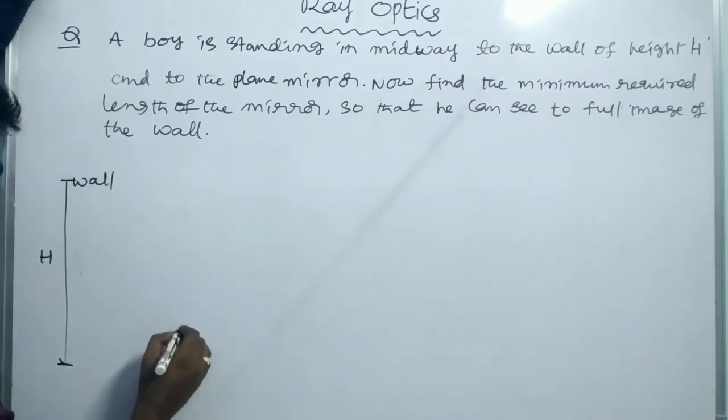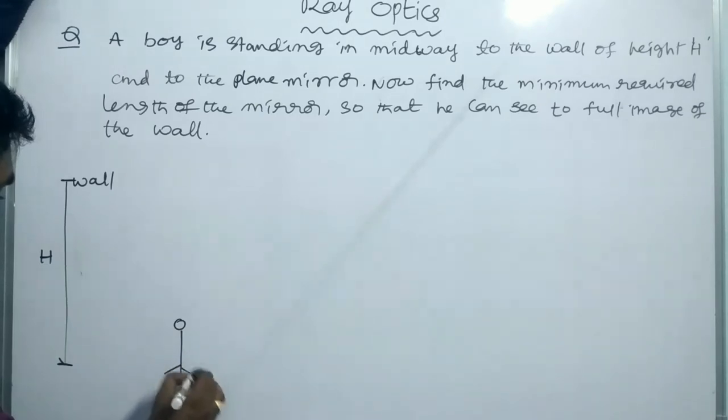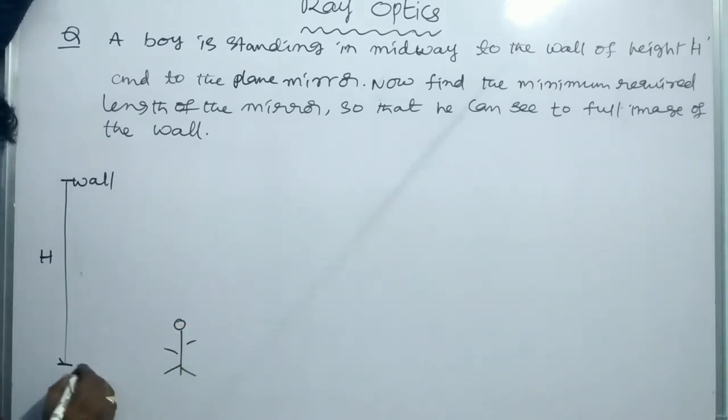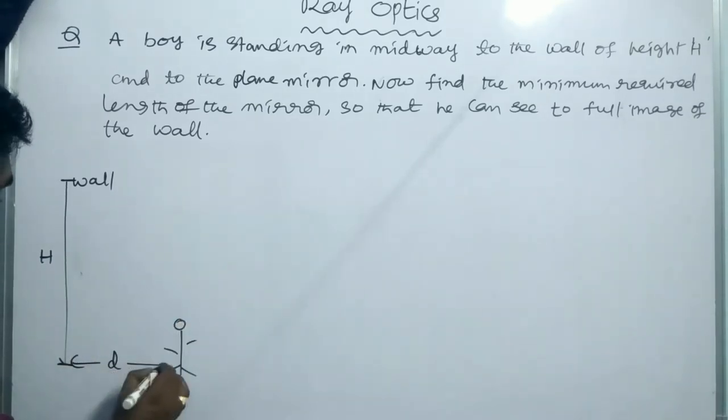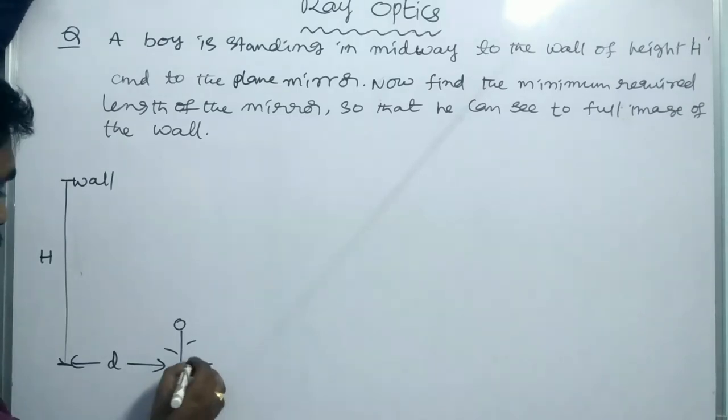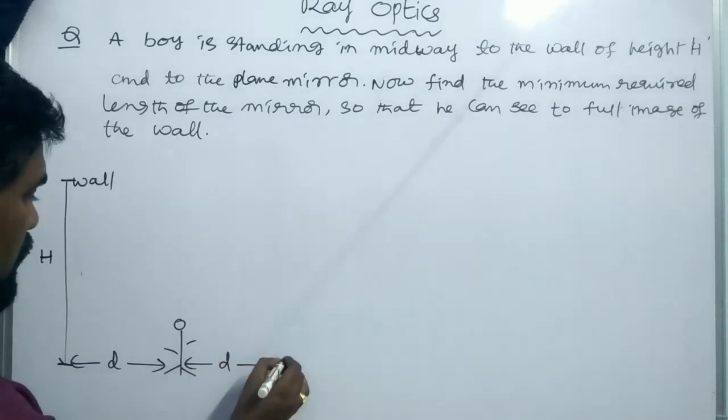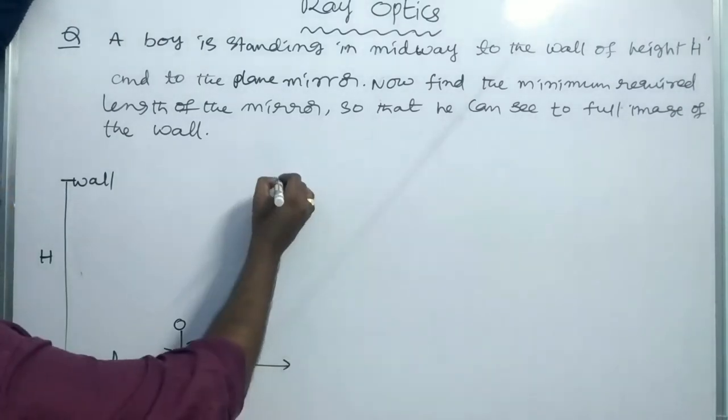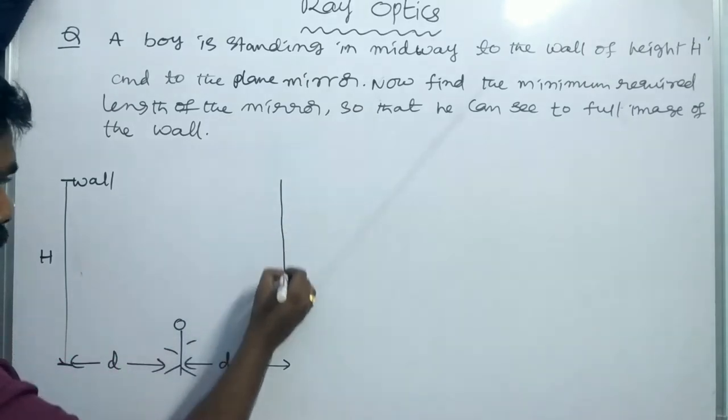Here there is a boy who is standing midway to the mirror. So the distance from the wall to the man is d, and in the same distance there is a mirror. So this is the mirror here.